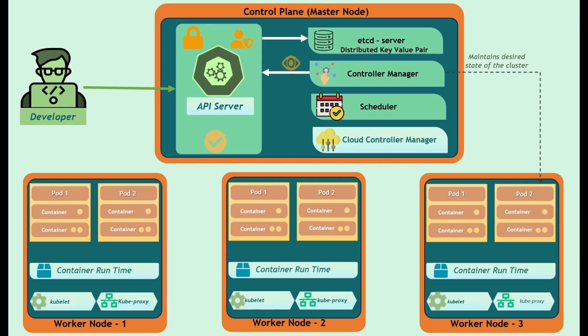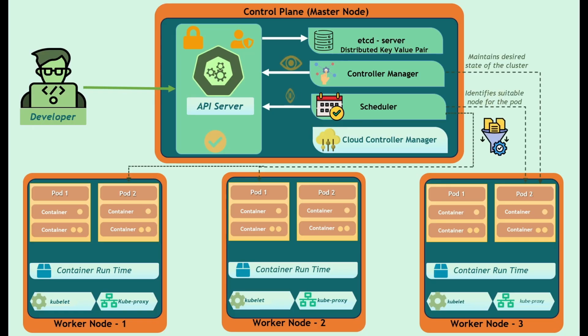Now, the kube-scheduler, as I told you, also constantly watches the API server, specifically for newly created pods that don't have a node assigned. So the scheduler's job is to identify the most suitable worker node to run the pod. Now, how does it make decisions? It makes decisions so intelligently.